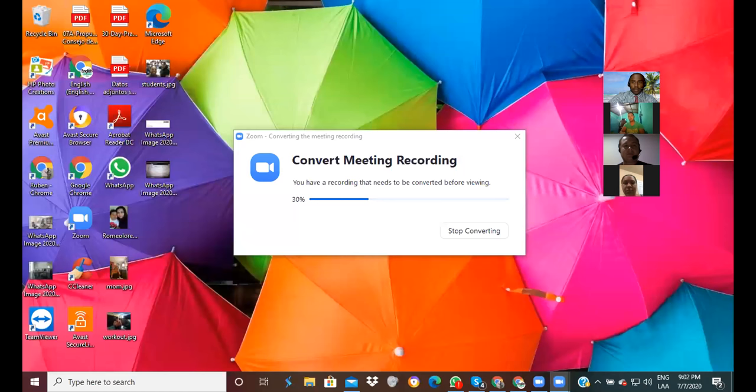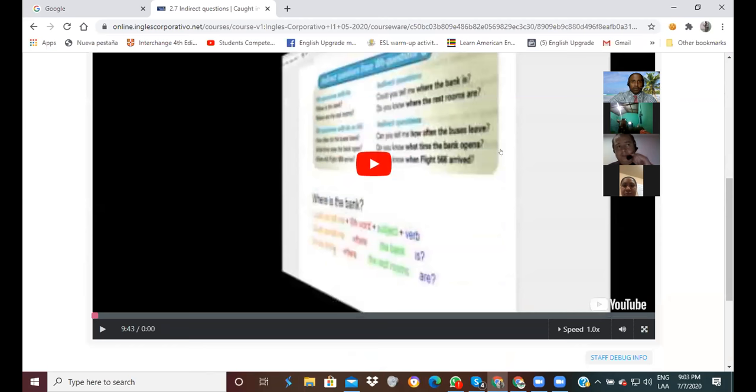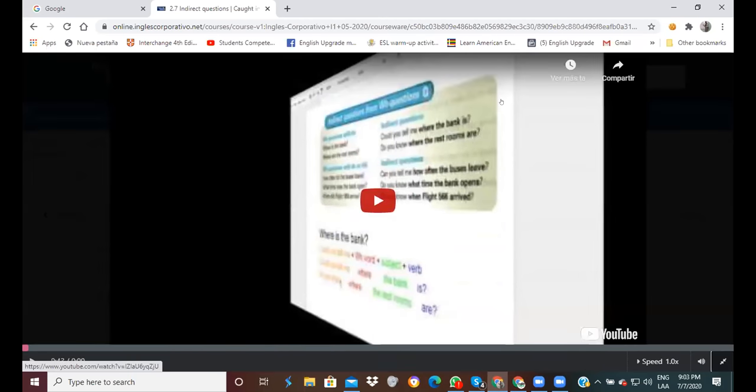We're going to go ahead and get started, and we're going to be looking at the first activity, which is coming from section number 2.7, indirect questions. We're going to listen to the audio at this moment.